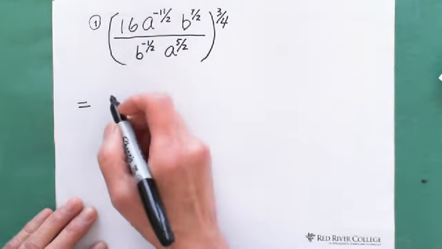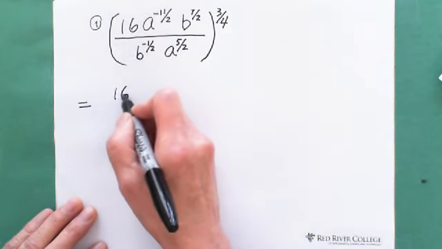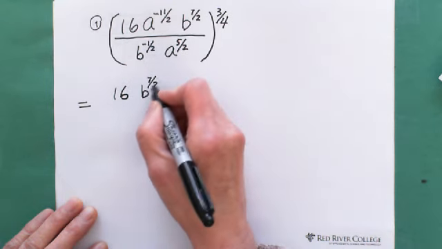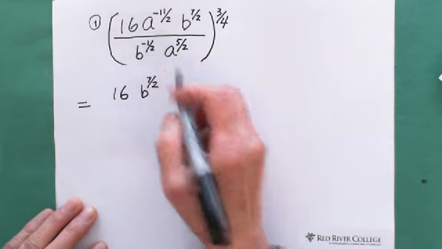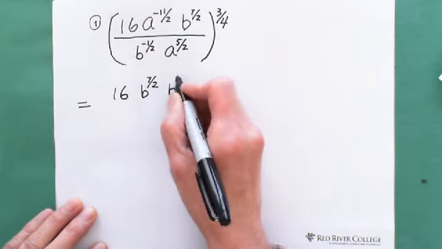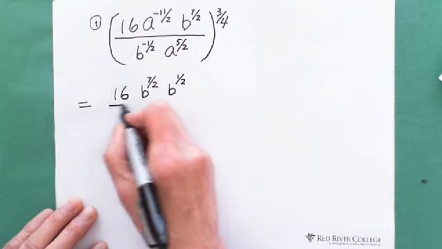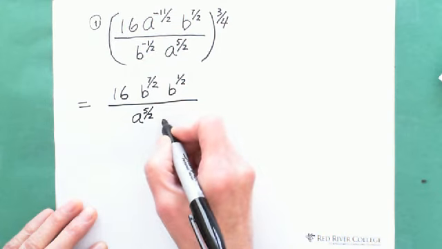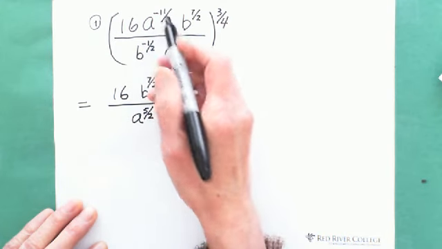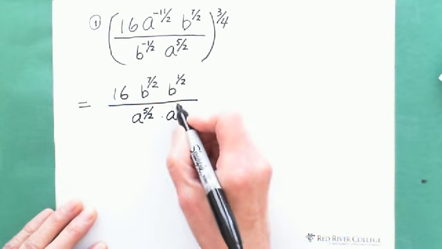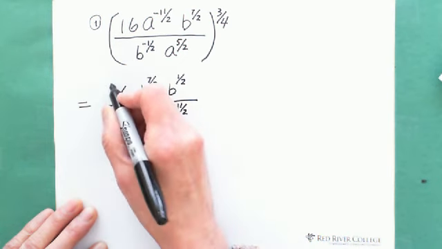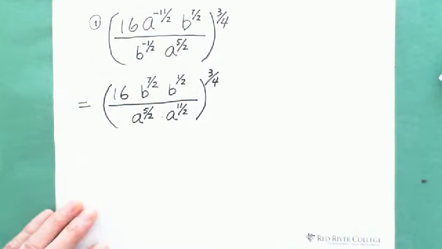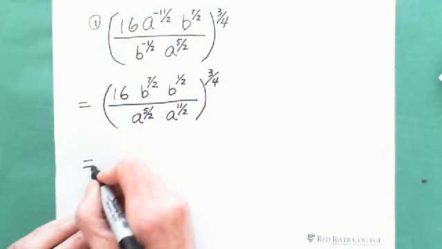16 stays on the top. The b stays on the top, b to the 7 over 2 exponent. The bottom b, negative 1 over 2, moves to the top and becomes b to the 1 over 2 exponent, positive. And before we have a to the 5 over 2 exponent, and this exponent is negative, so moving down it becomes positive 11 over 2. And we still keep this exponent. Then we're working with inside.